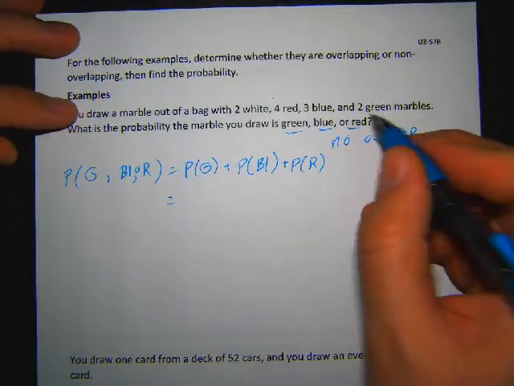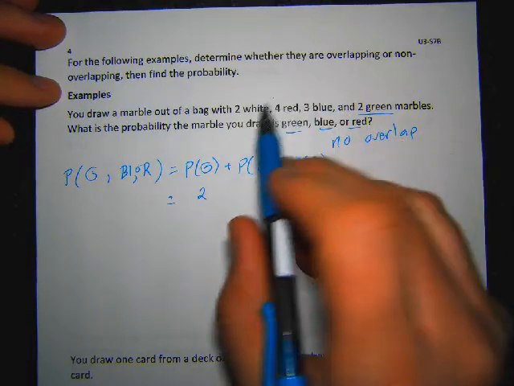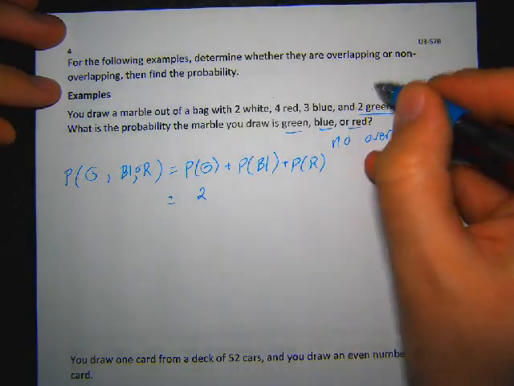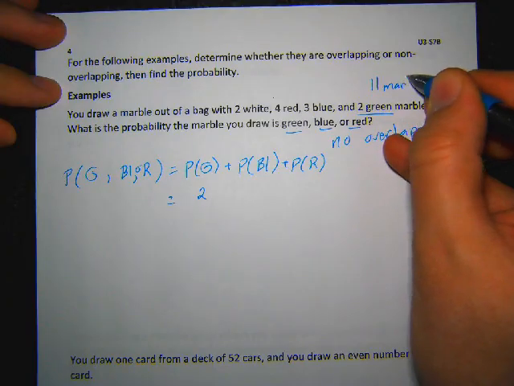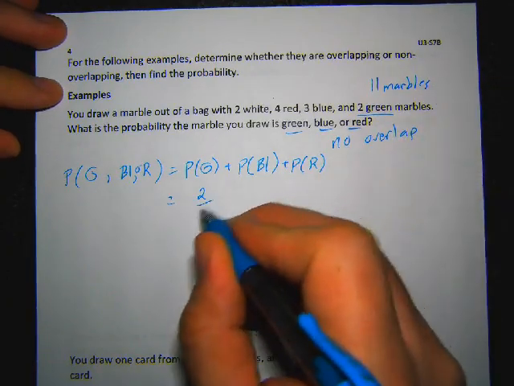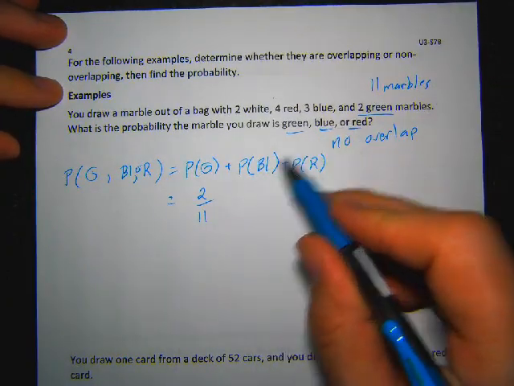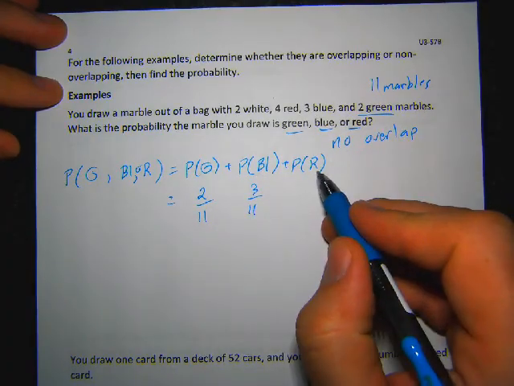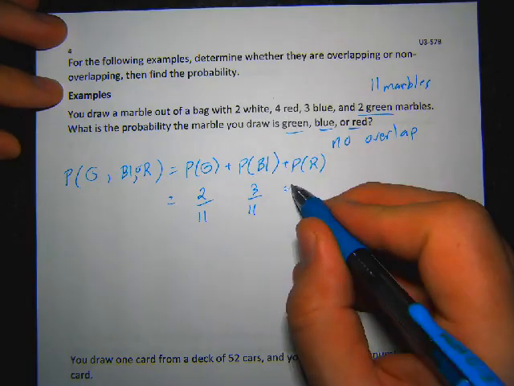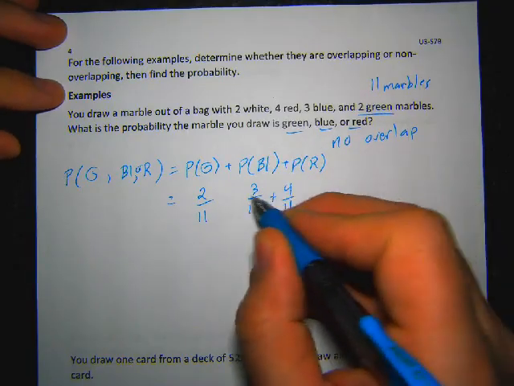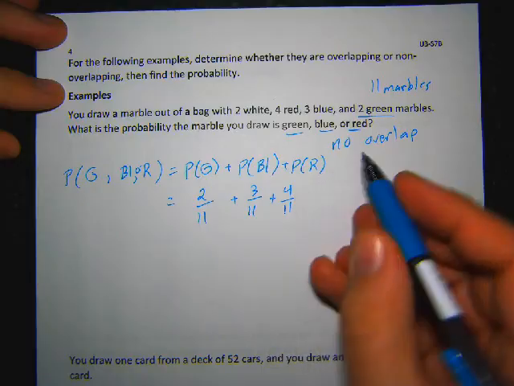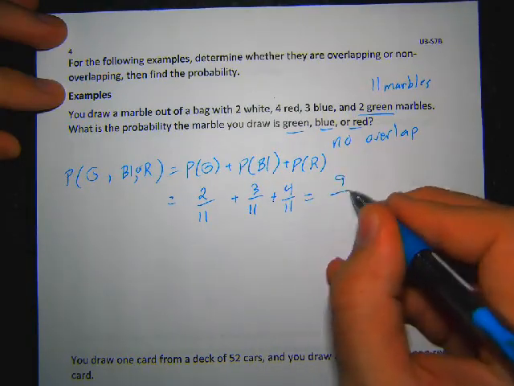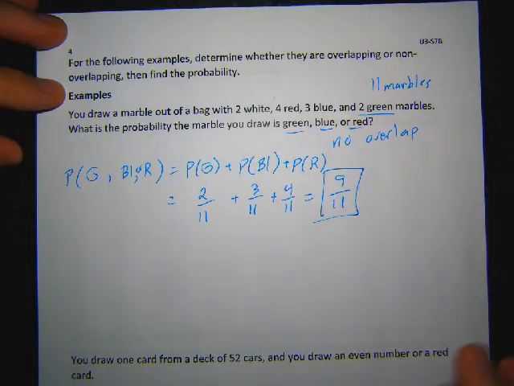Green marbles, there are 2. So 2, 6, 9, 11 marbles. So 2 out of 11 are green. The blue marbles, there are 3 blue, so 3 out of 11. And red marbles, there are 4 red out of 11. So 2, 5, and 9. 4 is 9, so 9 out of 11 is the answer.